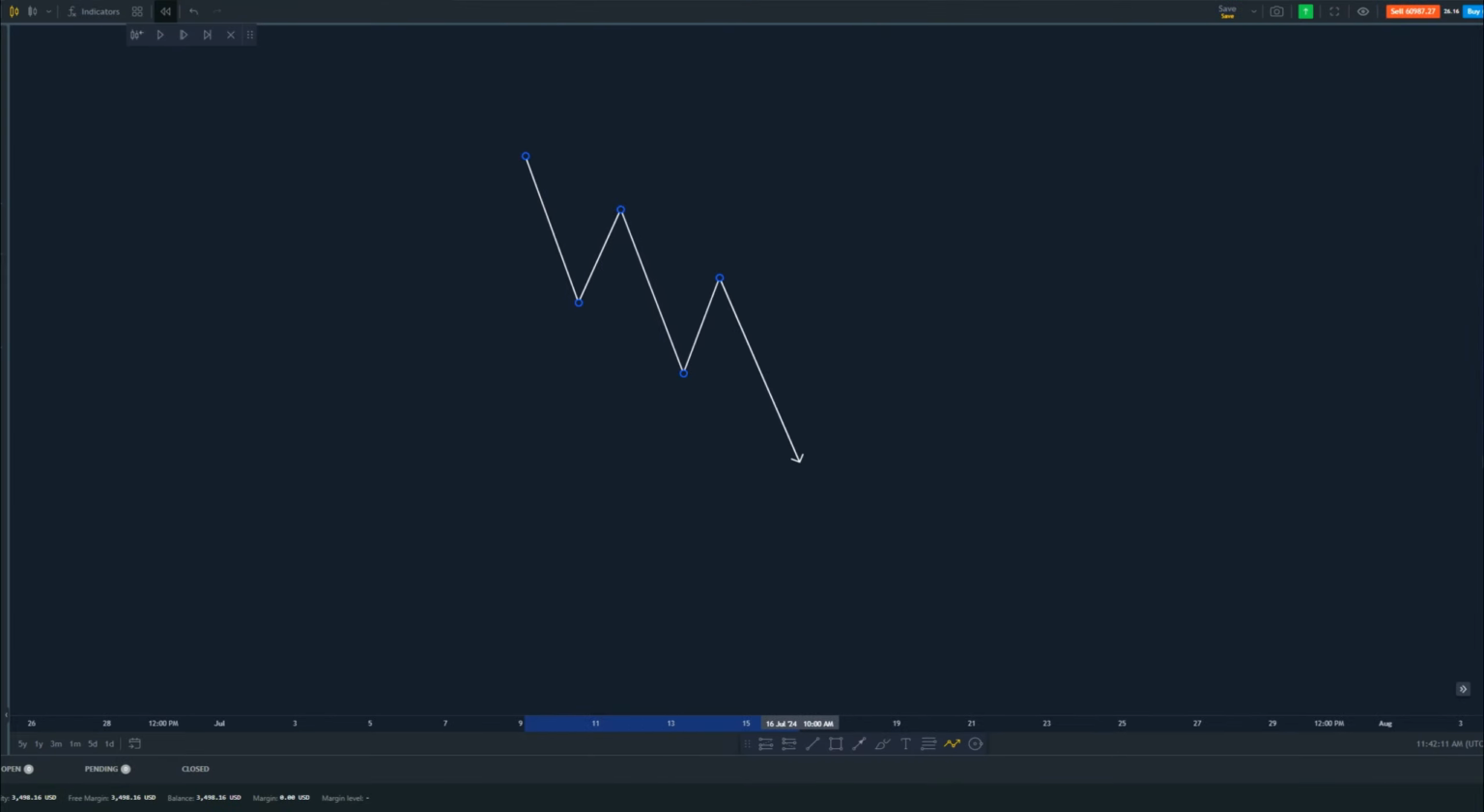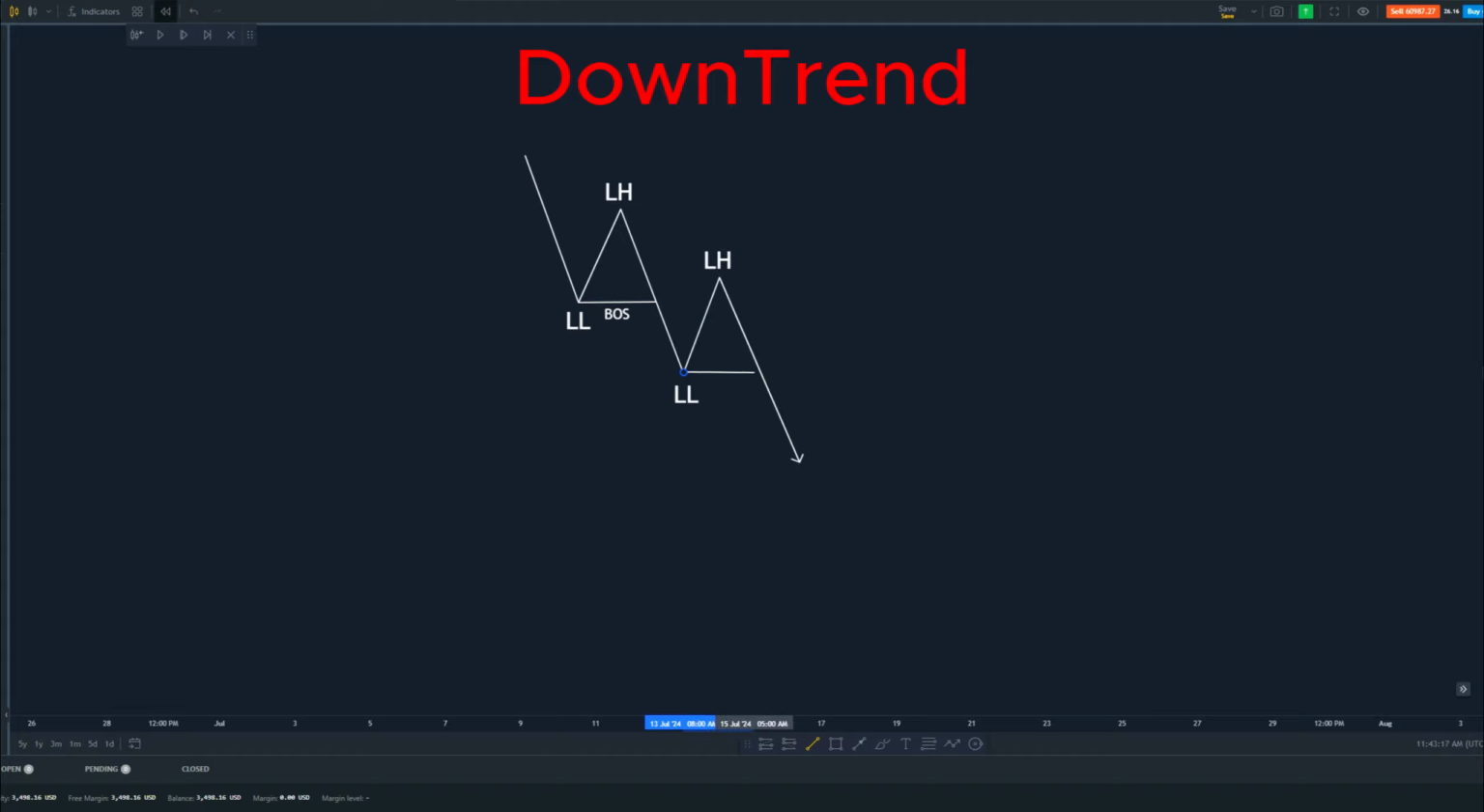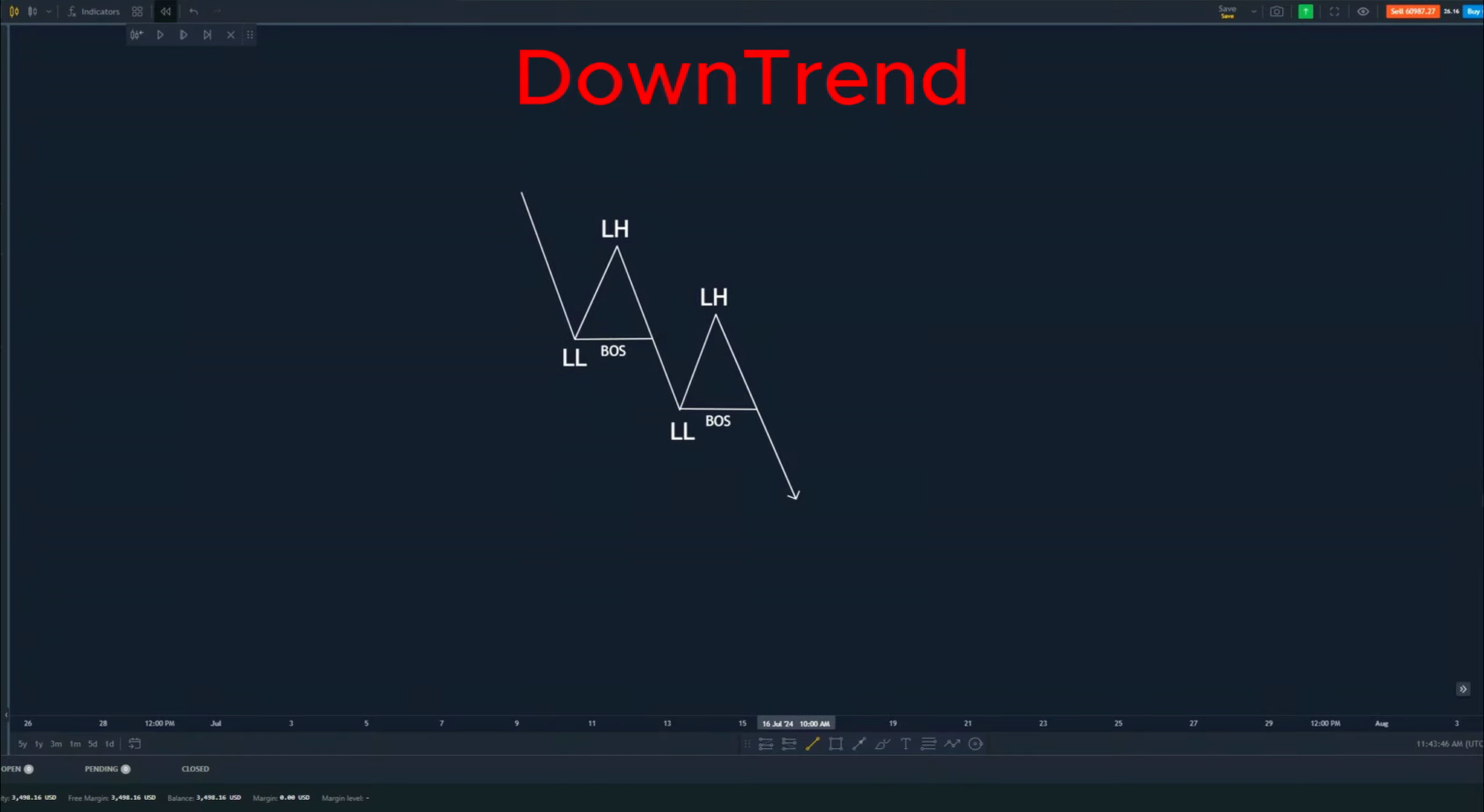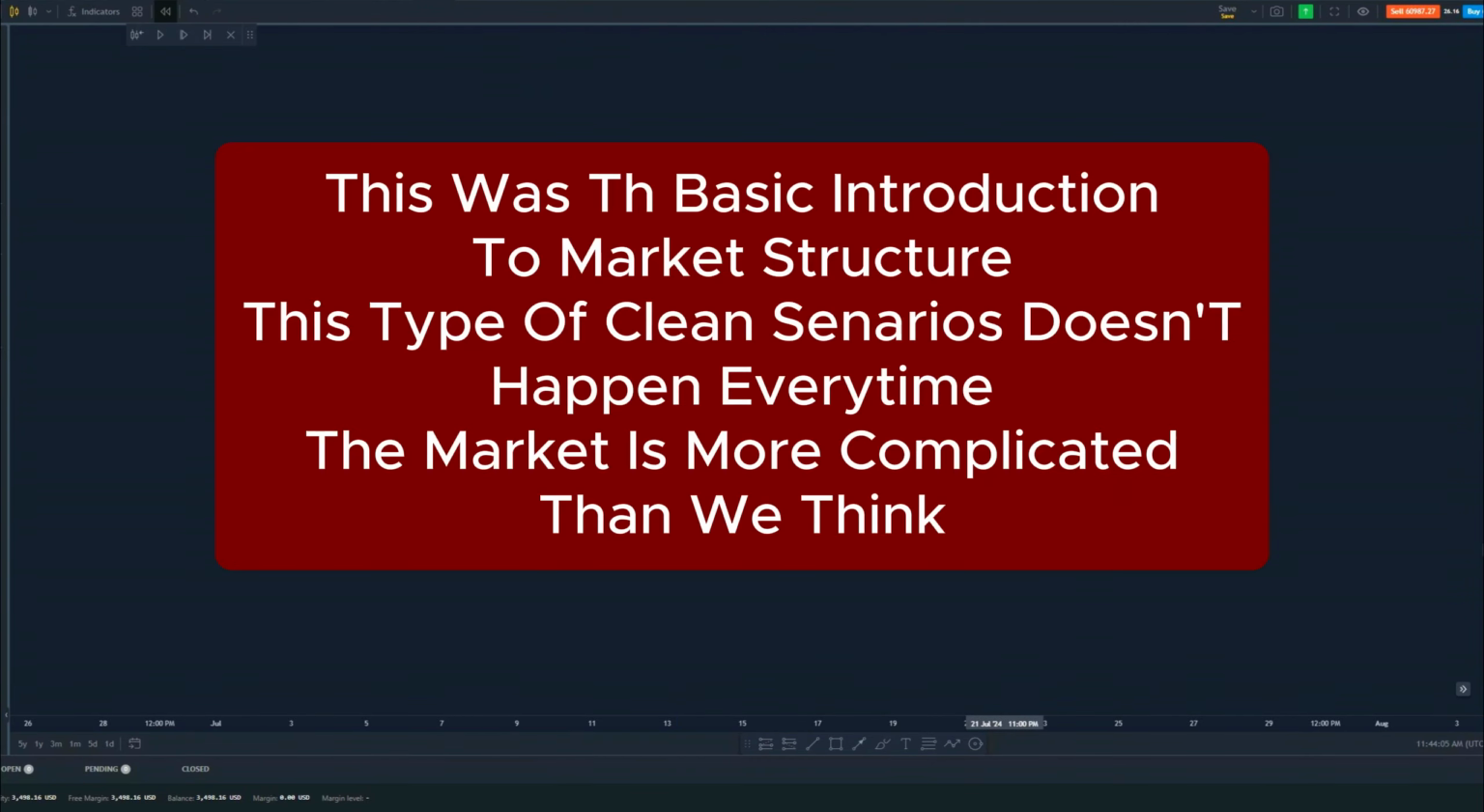Let's take a look at the bearish scenario. In a downtrend, the price continuously breaks the previous lower low to maintain the strong downtrend, and it also creates the break of structures while coming down. And the price will not break its major lower high if it wants to stay in the downtrend. But if price breaks the major lower high to the upside, then the trend of the market will change to bullish. This was the basic introduction to market structure.